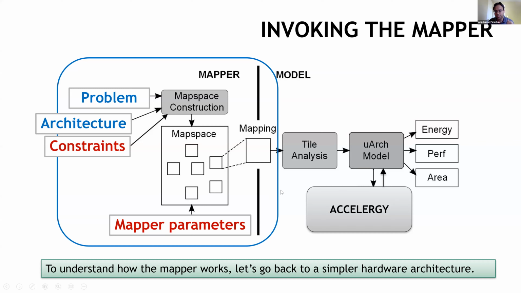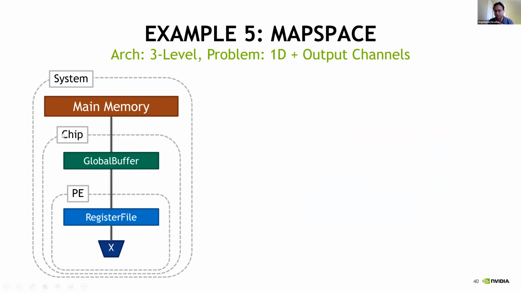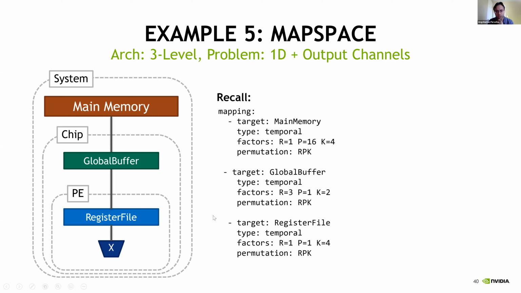Okay, so let's go back to a simple hardware architecture to understand how the mapper works, which is the one from a prior example. There are no spatial levels here. It's still a 3-level architecture. Now, recall that for this architecture, we wrote a mapping that looks something like this. It had a set of factors and permutations, one for each level of data movement.